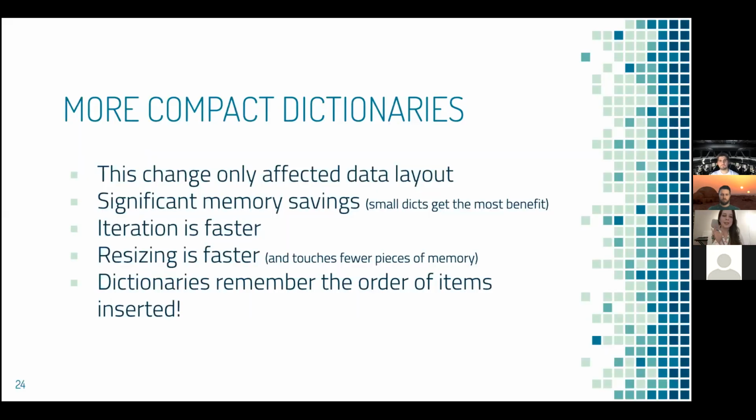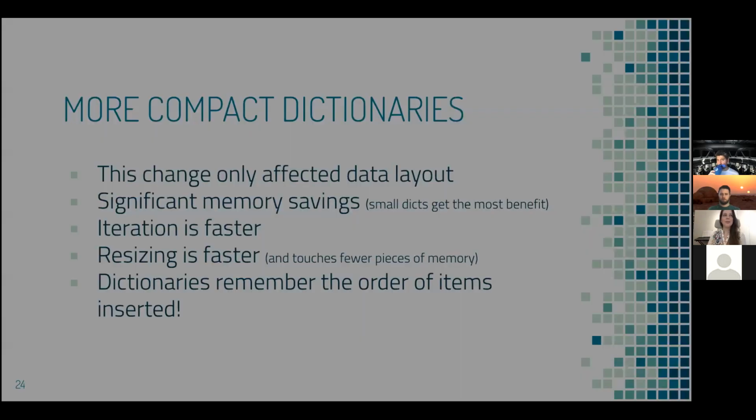So what are the gains of having done this? Resizing becomes faster, iteration becomes faster. You get a lot of memory savings. There is a special optimization for small dictionaries. I don't remember the numbers, but it's quite significant. And then you also get that free side effect that now dictionaries remember the order of insertion. And this was only a behind-the-scenes change, nothing user facing or nothing you would notice, but it was quite significant.